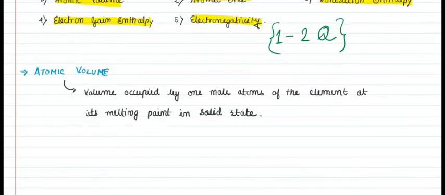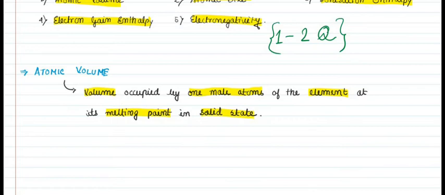Okay, so let's start with atomic volume. Now first understand what this atomic volume means. It does not mean the volume of a single atom or something like that. Okay, so the volume is occupied by 1 mole of atoms. We have 1 mole of atoms first of all, not a single atom. Volume occupied by 1 mole of atoms of an element at its melting point in solid state.